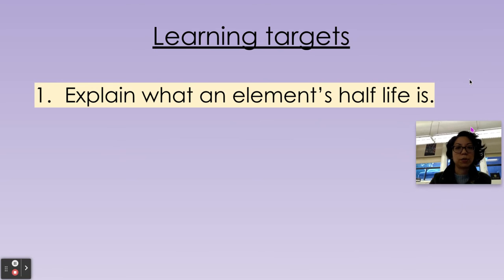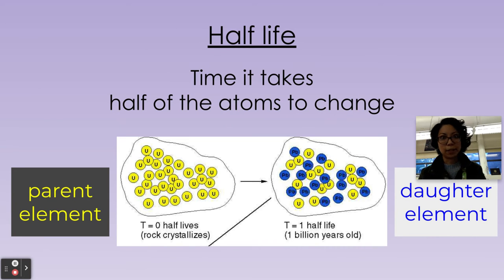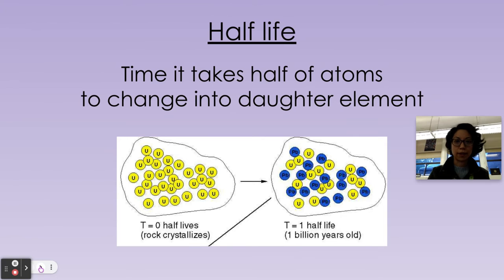Your first learning target is to explain what an element's half-life is. And I'm going to tell you right now. Half-life, and you can remember this by the word half, is the amount of time it takes for half of the atoms in an object to change. So in this example, a rock. However long it takes for half of those atoms to turn into lead, that is one half-life. In other words, a half-life is the time it takes for half of the atoms to change into the daughter element, if you want to get technical about it.